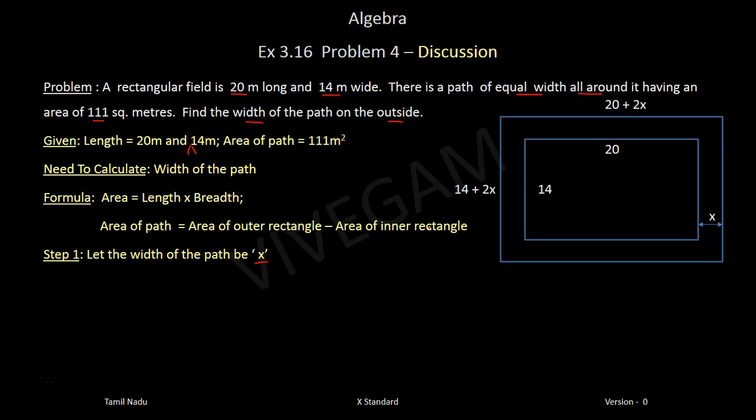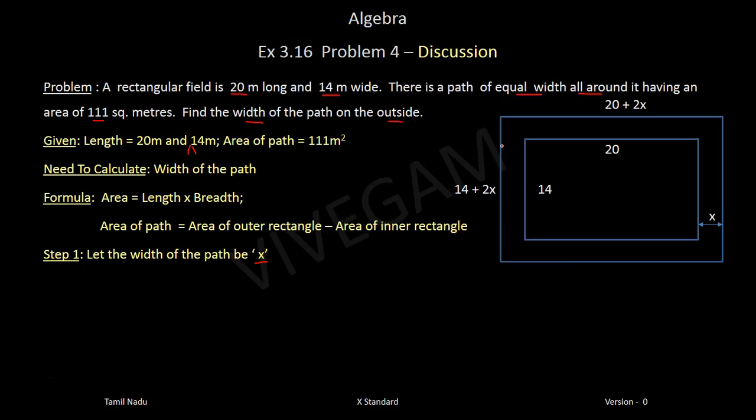Now you see, this is the rectangle 20 meters by 14 meters and the path is on the outside. So this is x meters all along. So you will have one more outer rectangle because of the path and the path width is x meters. So this is 20. So what will be the outer length? Outer length will be 20. You add x this side and x this side because it's equal all along. So the length of the outer rectangle will be 20 plus 2x. Similarly, this is 14. You are adding x here this side and x this side. So the outer rectangle will be 14 plus 2x.